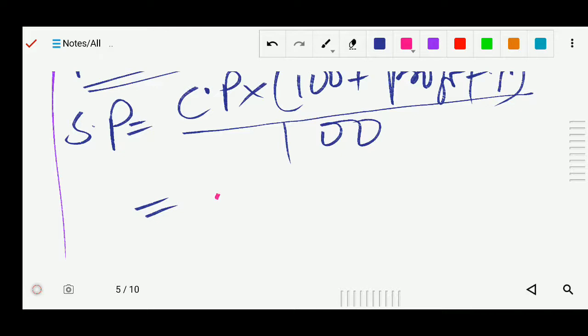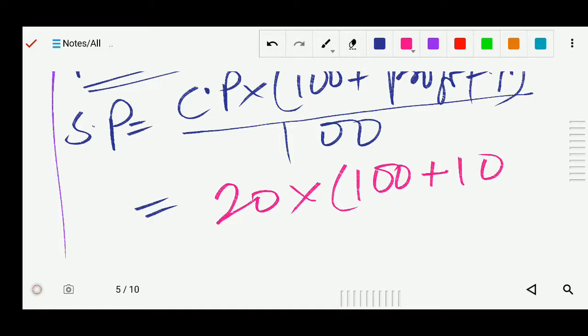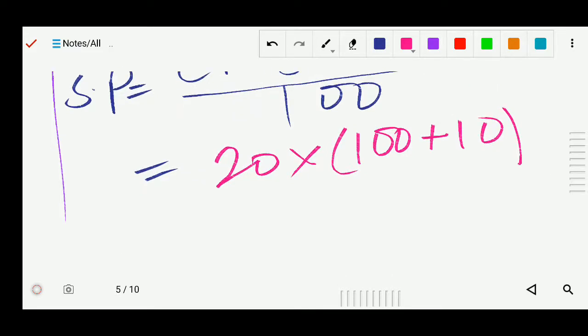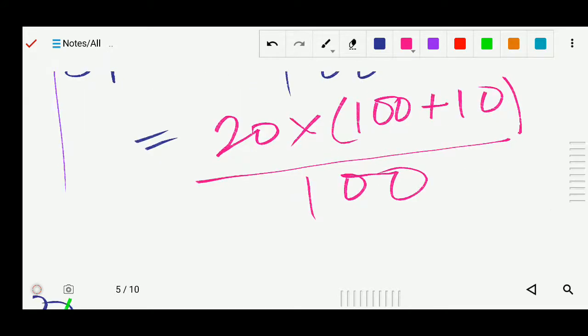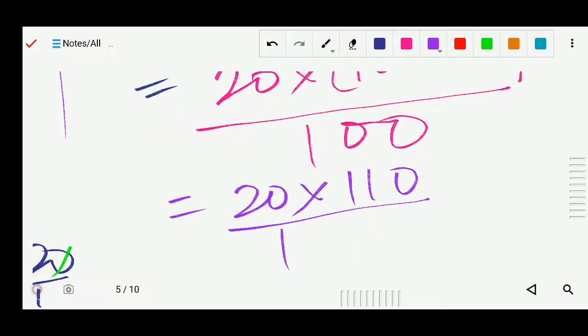Now next, cost price is already given, 20. Now write here 100, and profit percentage is already given, 10. We will not write 10% here because it is already profit, only the value of profit percent we have to write. So the value of profit percent is 10, divided by 100. Now you can solve. Inside the bracket the work will be first, we know the rule of BODMAS. So 100 plus 10, 110. Now divided by 100, you can divide this, 0 0 cancel, 11 2s are 22.